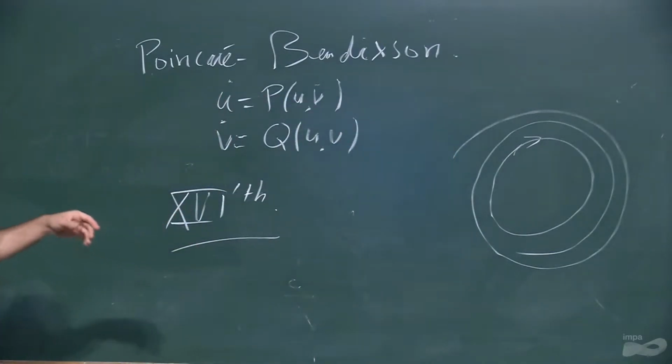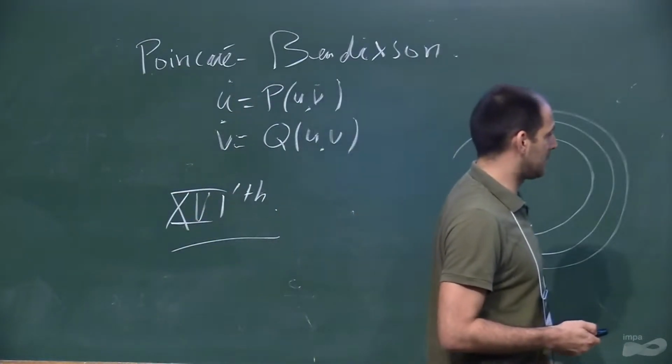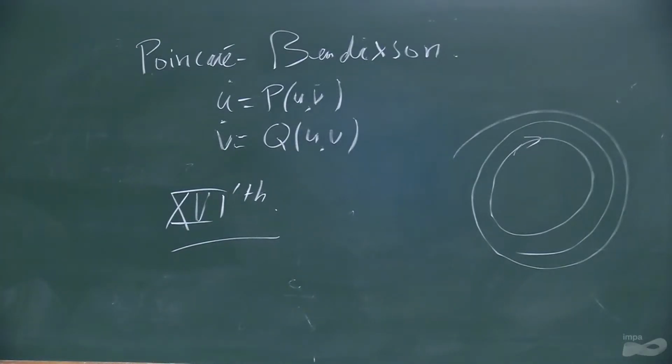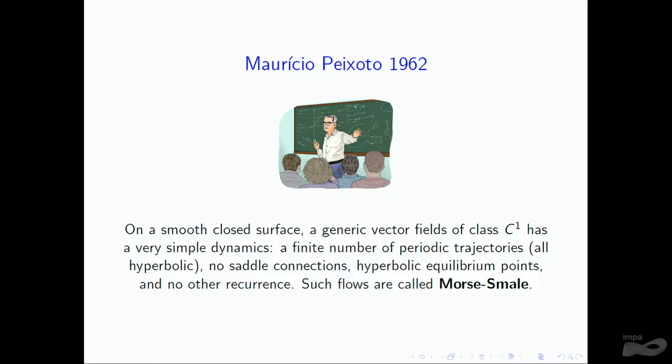What I would like to do now is to go to other surfaces, so to take a higher-genus surface, for instance. We know that for higher-genus surfaces, you can have much more complicated dynamical systems, for instance, a quasi-periodic flow on a torus. But there is a theorem by Mauricio Peixoto in the 60s that says that if you take a generic such differential equation on any compact surface, then in fact you will see this behavior.